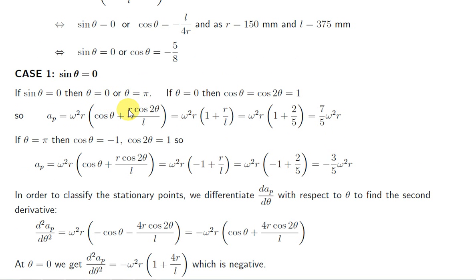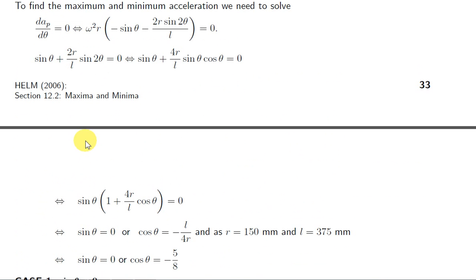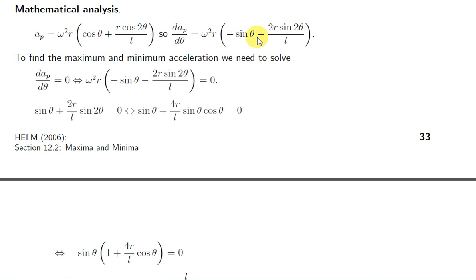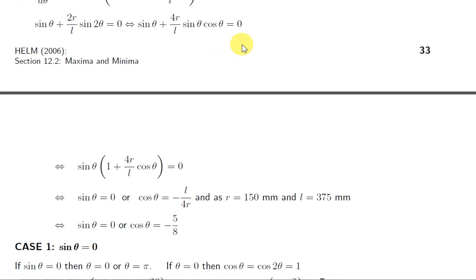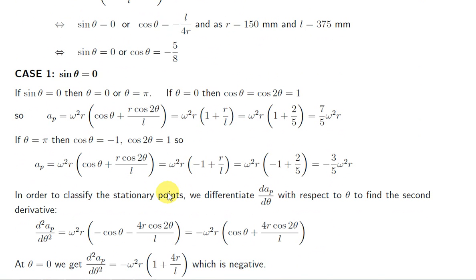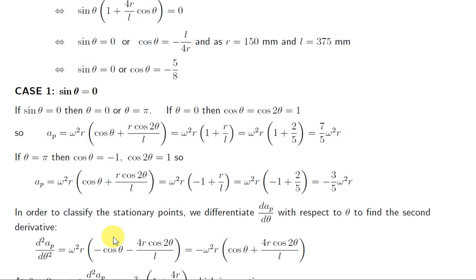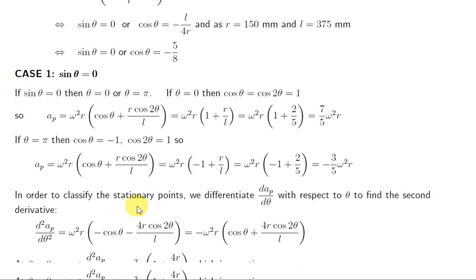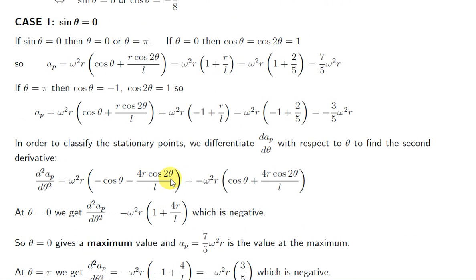In order to classify them, we need to take the second derivative. So if we go back up here, we have the first derivative. So we need to differentiate this again. The derivative of the sine function is cos. So we're going to get a minus cos θ there. That's what we have there. And then we have to differentiate sine 2θ. The derivative of the sine function is cos, so we get cos 2θ, but then we multiply by 2. So we're going to get minus 4r cos 2θ there by the chain rule.